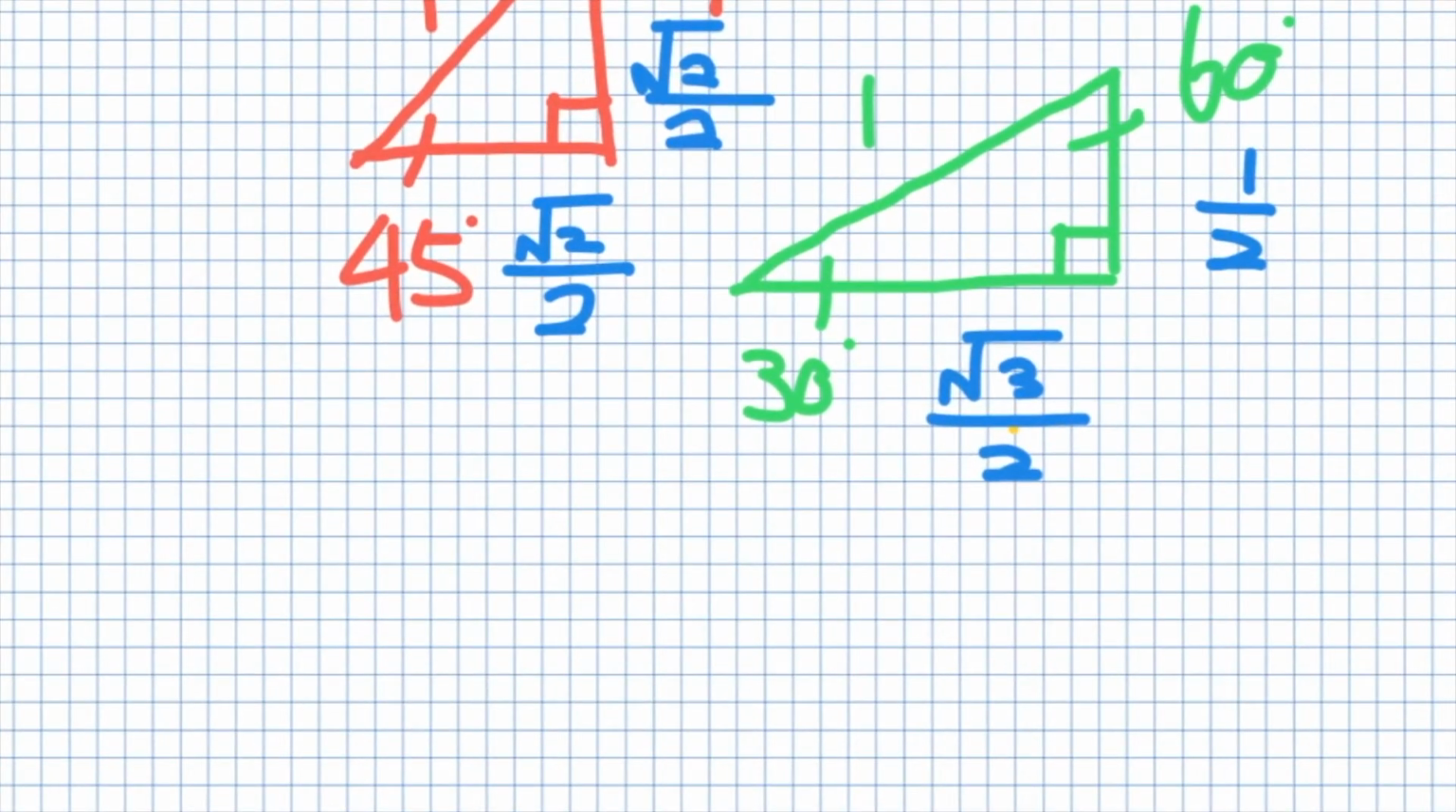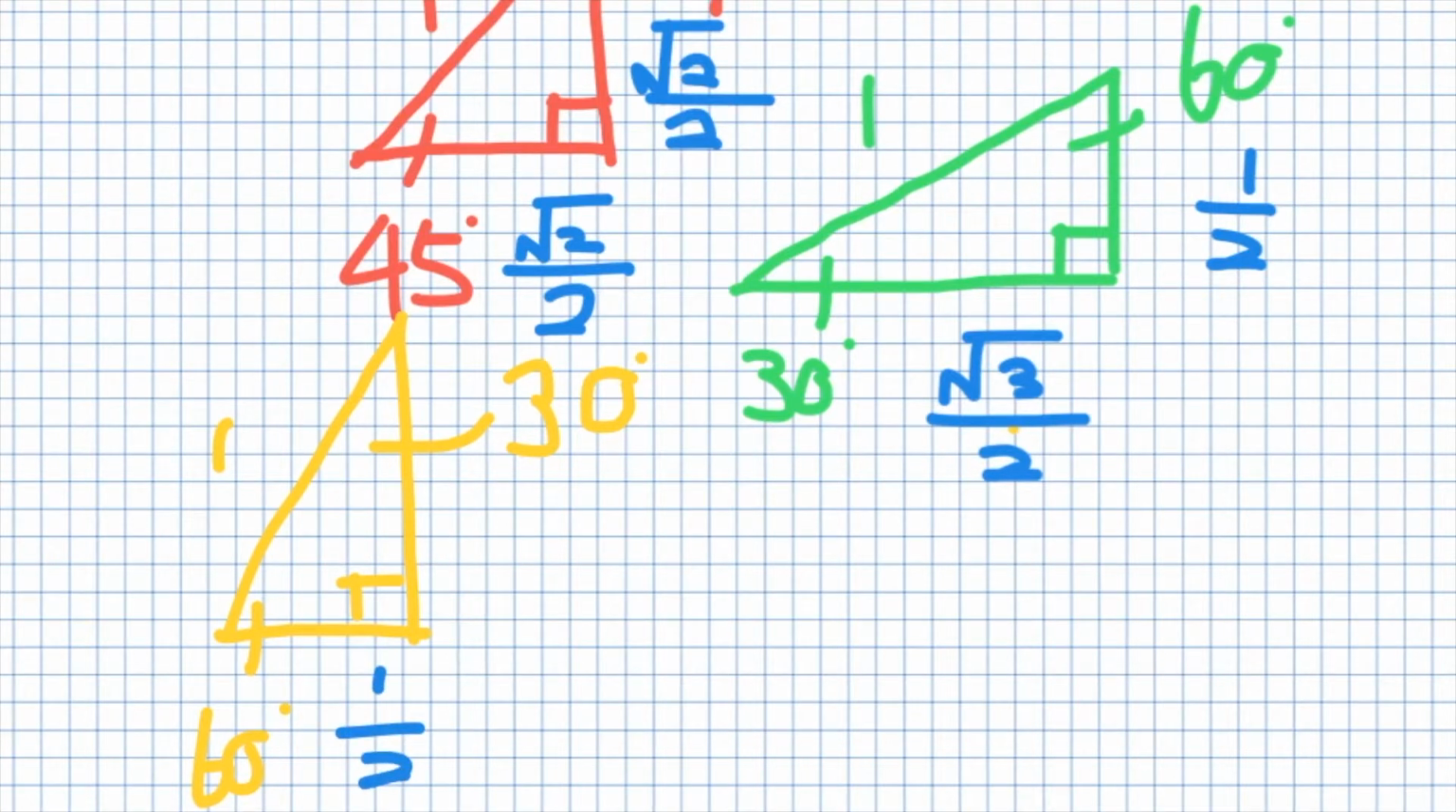And our third type of right triangle, or a special right triangle if you like, is this 60-30 one. This is going to be 30, and this is 60. Radius is 1. This is 1/2, and this is root 3 over 2.